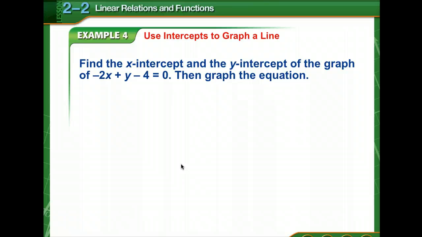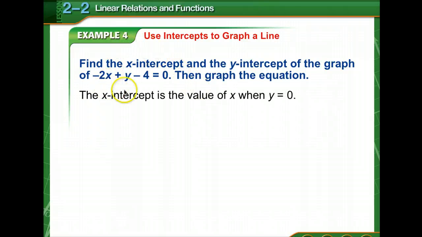Okay, now we're going to find the x-intercept and the y-intercept. So simply, x-intercept is where it crosses the x-axis, and the y-intercept is simply where it crosses the y-axis on the graph. So we're given this equation, negative 2x plus y minus 4 is equal to 0, and we're going to graph the equation. So how do we go about doing that?